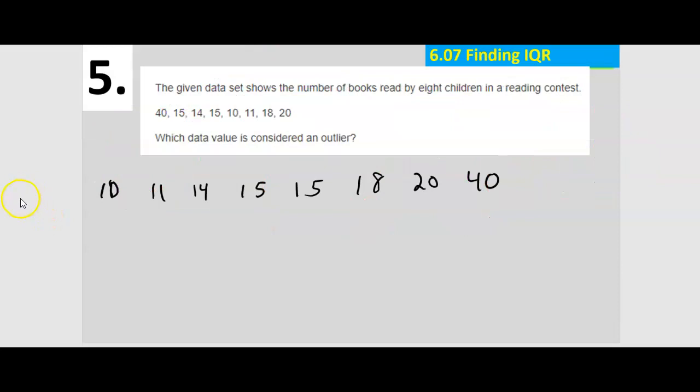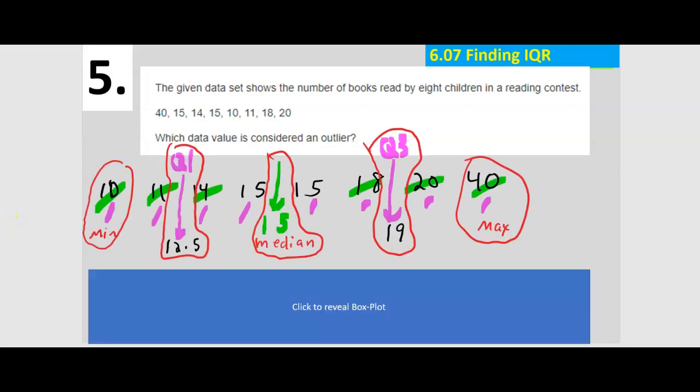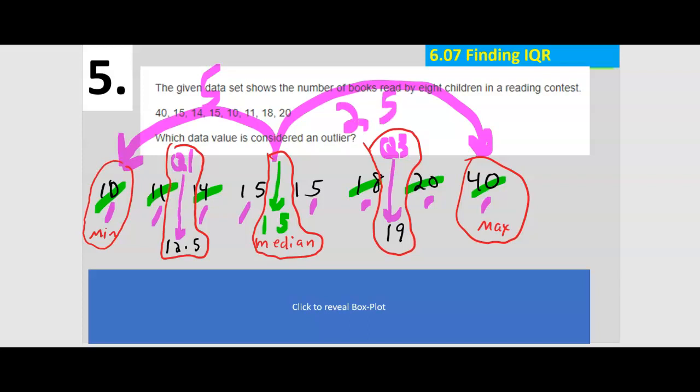Okay, how about here? Can you tell which one of these data points kind of jumps out from the rest? How about now? Looking at the median, which one's really far away from the median? Well, usually you've got to pick between the max and the min. They're the ones that are furthest away. 15 all the way to 40. That's 25 units. Yeah, that's gotta be it.